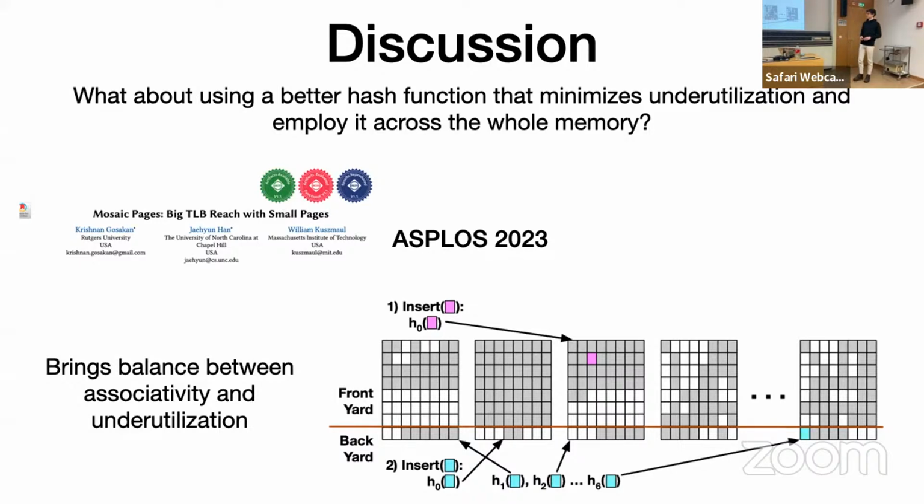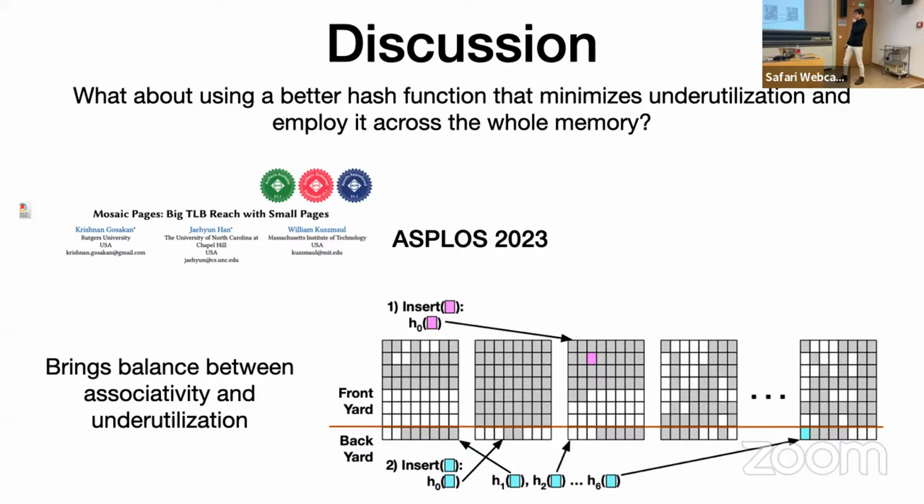So this has been done, actually. This is a hash-based-only approach, Mosaic Pages, where basically we use two hash functions. We use one hash function to map pages into physical memory. And if that space has been occupied before, we default to the other hash function, which maps to another part of the memory. And this way we can use a hash-based approach only, effectively, maybe.